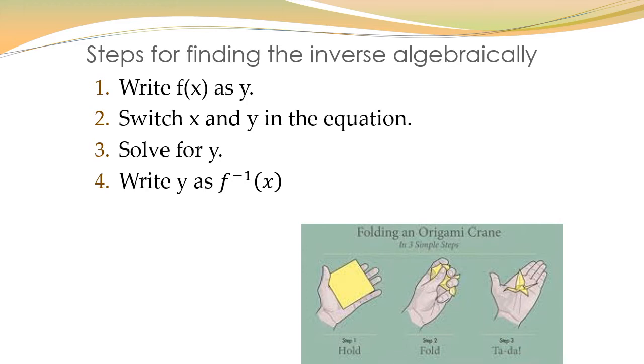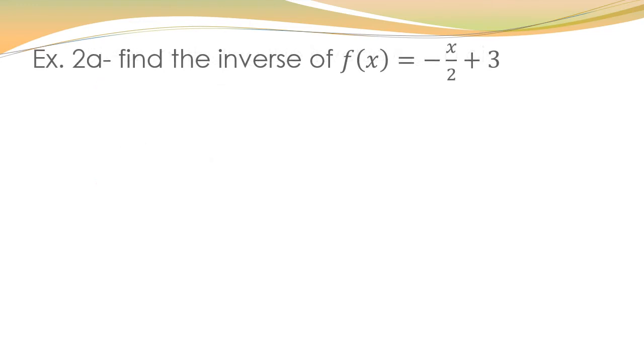So without further ado, here we go into some examples. Make sure you got some paper. Find the inverse of f of x. All right. Step number 1, write f of x as y. So y equals negative x over 2 plus 3. Step number 2, switch x and y.